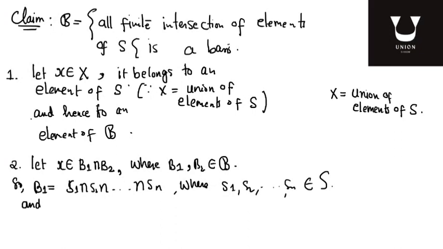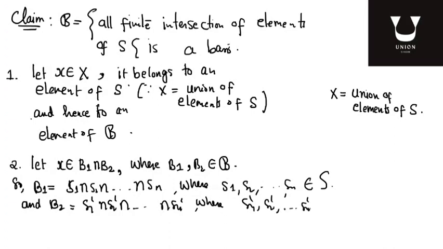And similarly, B2 is there in script B means B2 is equal to a finite intersection of elements of S. So you can write B2 as S1 dash intersection S2 dash intersection so on intersection Sm dash, where S1 dash, S2 dash, so on Sm dash are there in S. Why am I writing n and m? It may not be true that both natural numbers n and m will be identical.